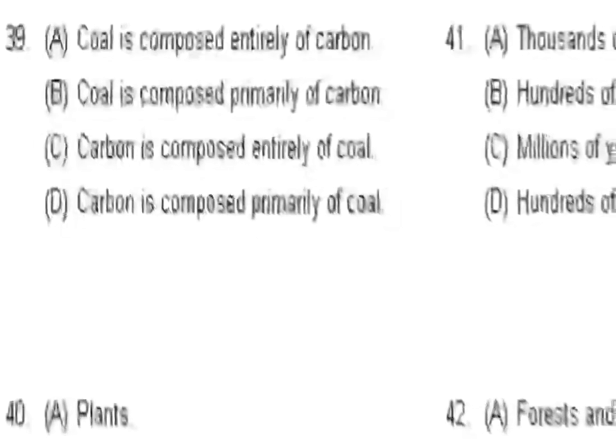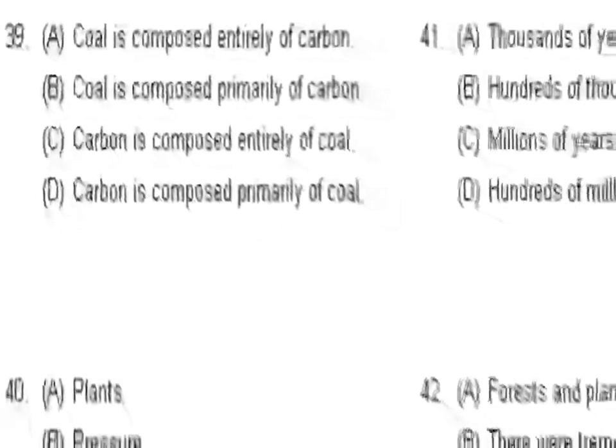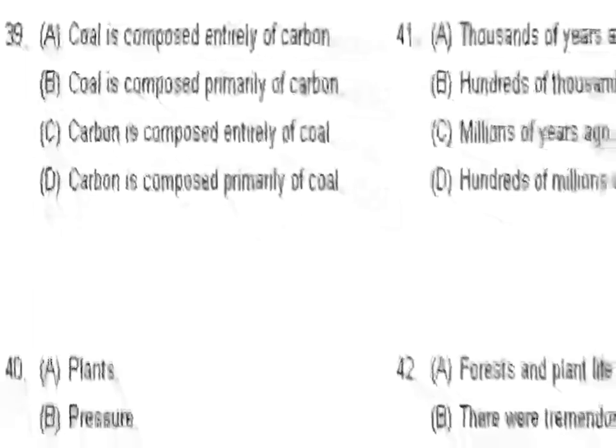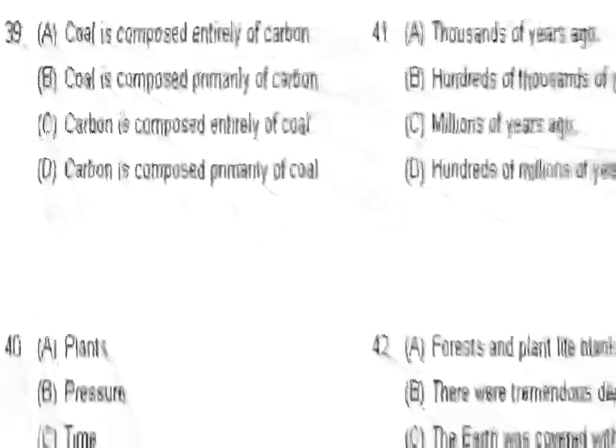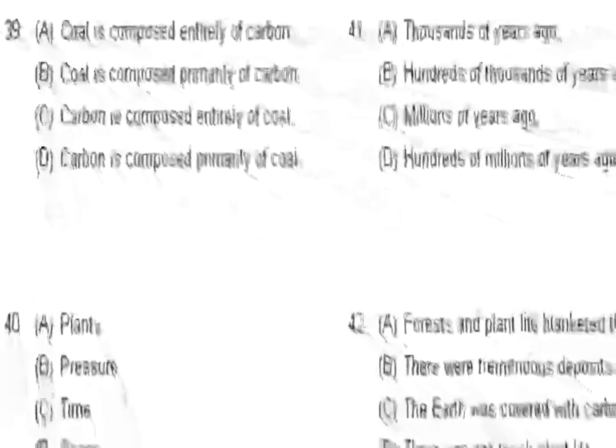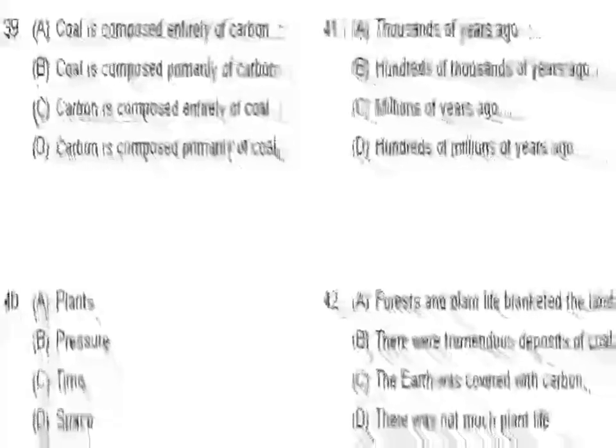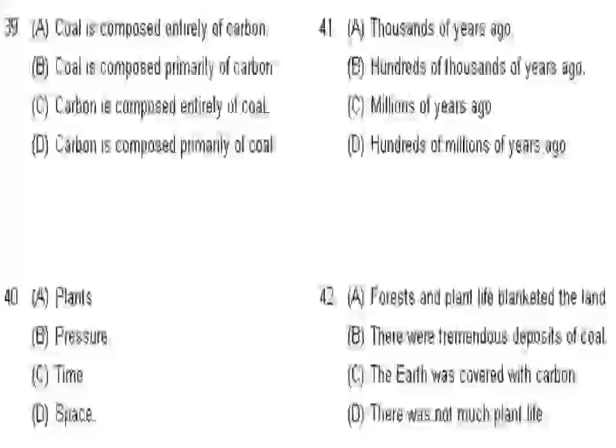Questions 39 through 42. Listen to a lecture by a professor in a geology course. The lecture is on coal. Today I'll be talking about coal and how it was formed. Coal is a rock that is mostly made of carbon. It can, in fact, be up to 90% carbon.